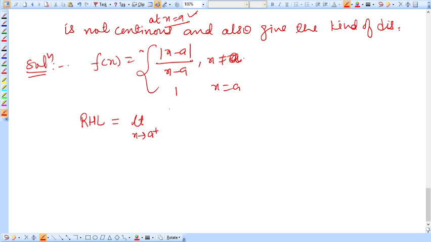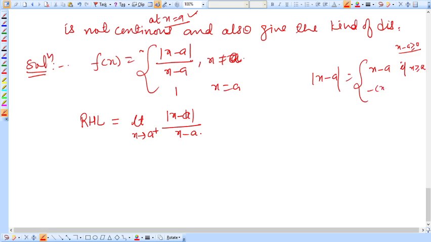So what will this be? Limit of x tending to a positive of mod of x minus a divided by x minus a. Okay, so we know mod of x minus a is equal to x minus a if x minus a is greater than or equal to 0, or it could also be written as if x is greater than or equal to a. And it is minus of x minus a if x is less than a.